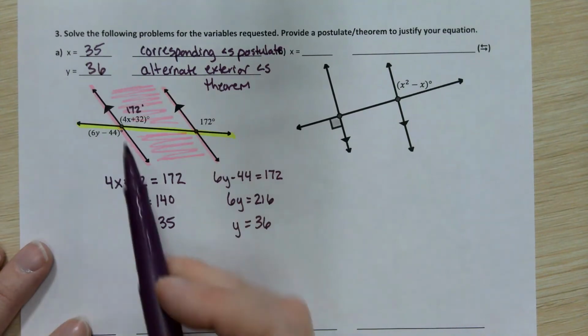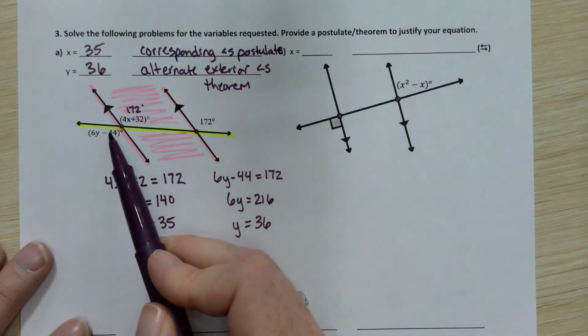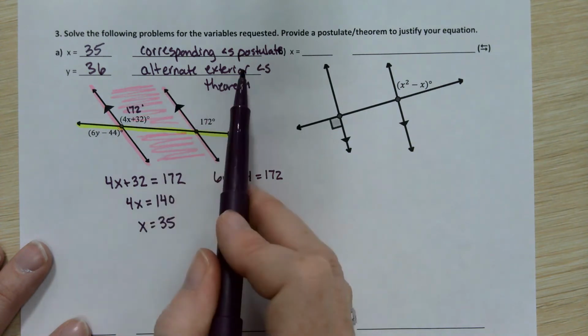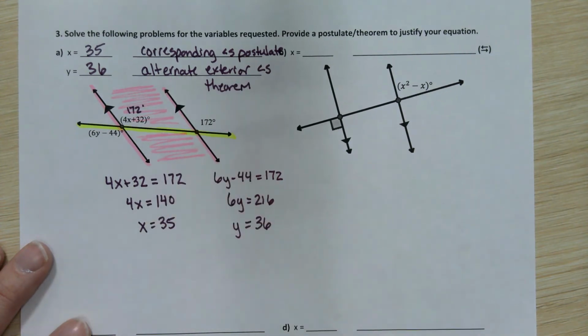But it would be perfectly acceptable for you to write a vertical angles equation instead. It would look identical and have the same answer. You would just have vertical angles theorem as your reason instead.